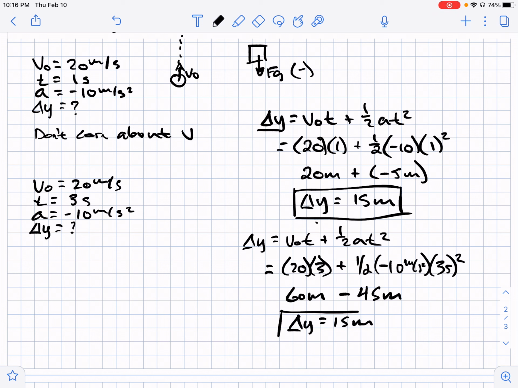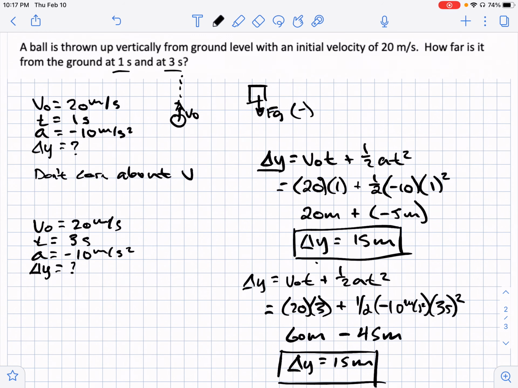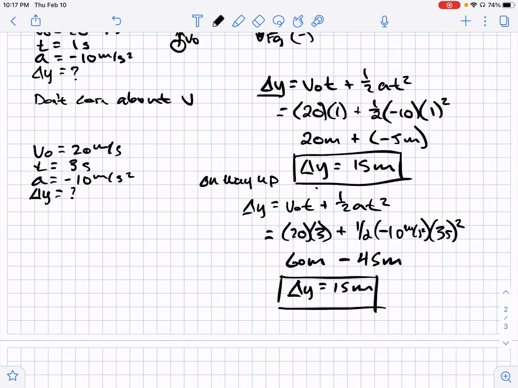But wait a minute, that's what it was at 1 second. So what does that mean? That means that at 1 second, the ball was moving up and your vertical position was 15 meters. And then between 1 and 3 seconds, the ball went to its max height and started to fall back down, and it was back at the 15 meters. So for this first part, the 1 second, this is when it was on its way up. And at the 3 seconds, it's when it was on its way down.